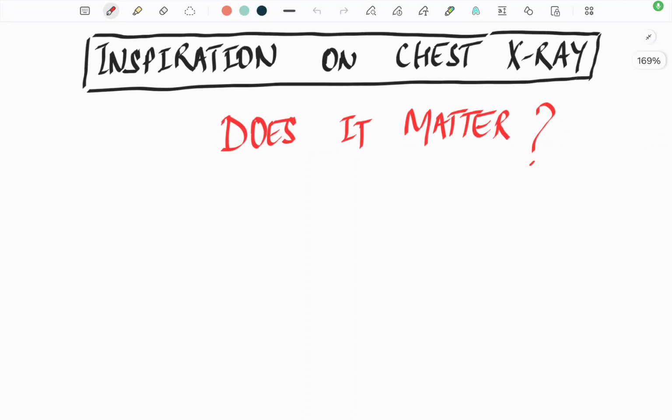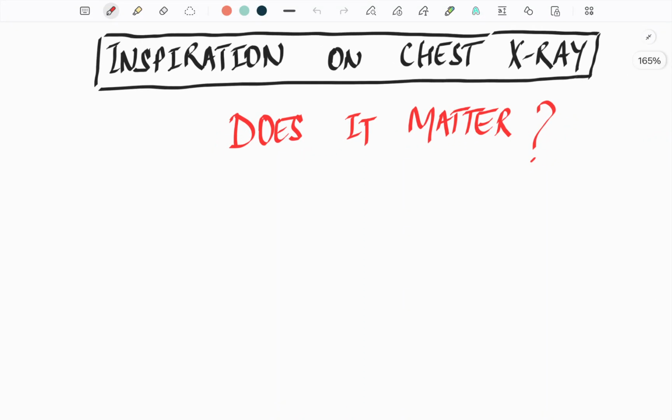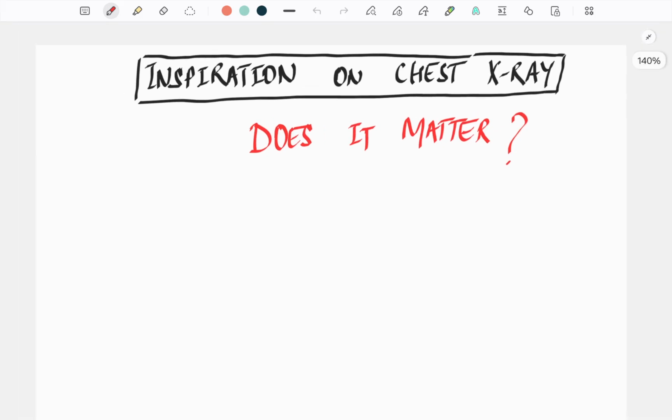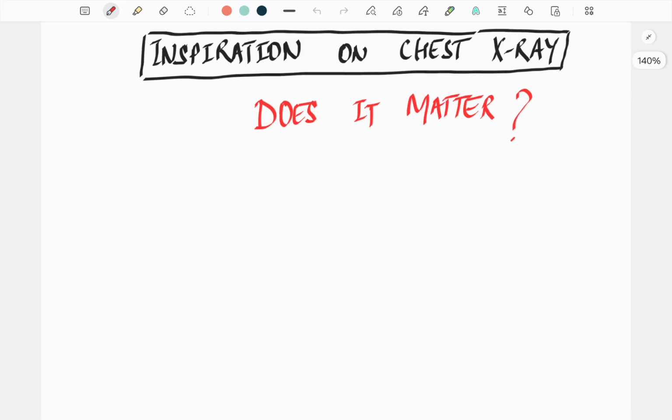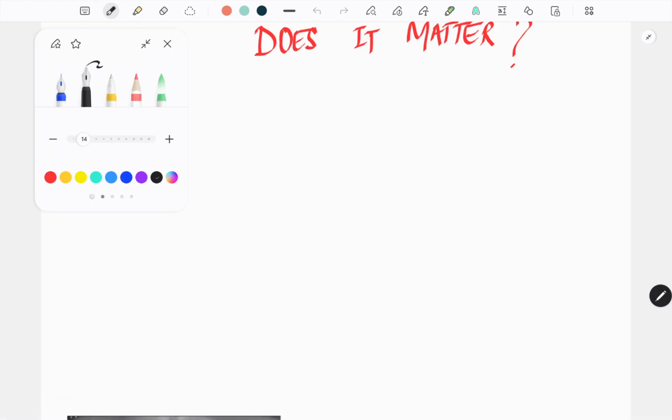Hello students. Today we'll talk about inspiration on chest x-ray. Whenever you are describing any chest x-ray, you should always describe whether it is in full inspiration, whether that chest x-ray is adequate or not adequate.